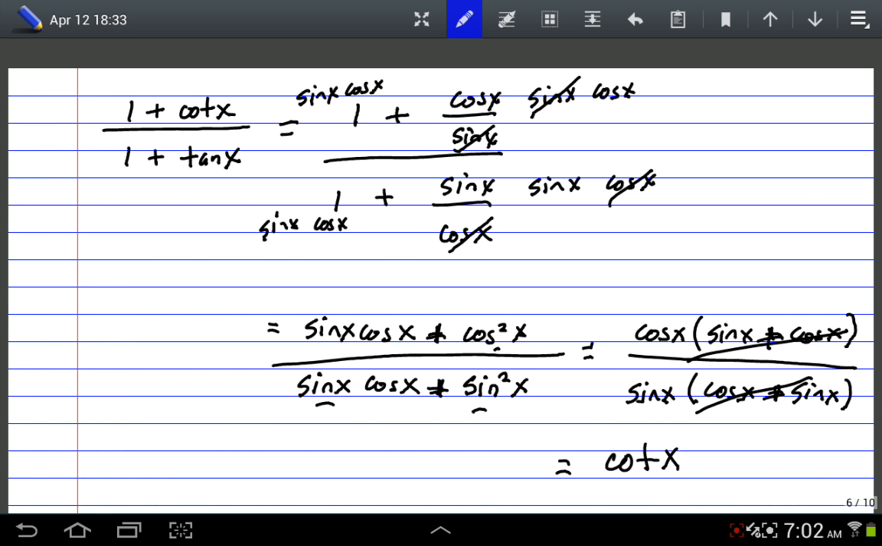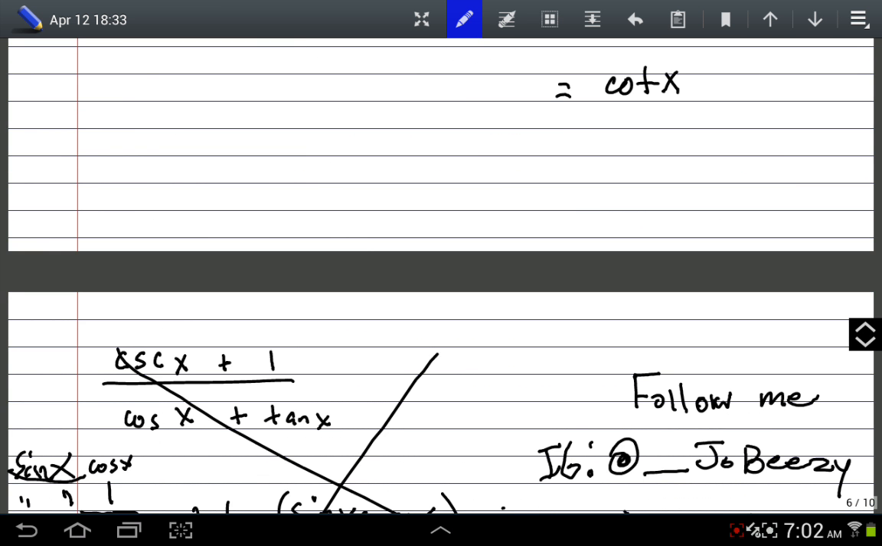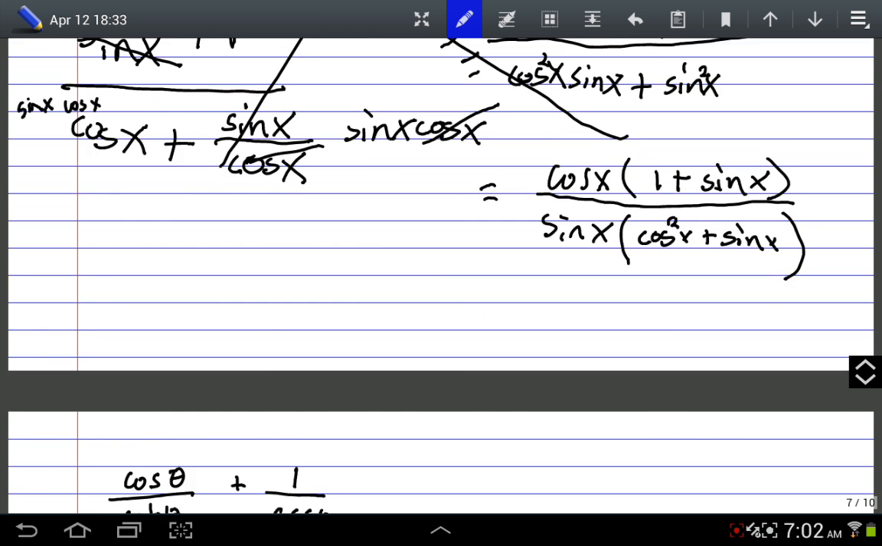All right. See how these strategies start coming together here? Changing everything to sine and cosine, factoring, using Pythagorean identities, splitting. Now, this one kind of messed up, so we'll skip over that one.